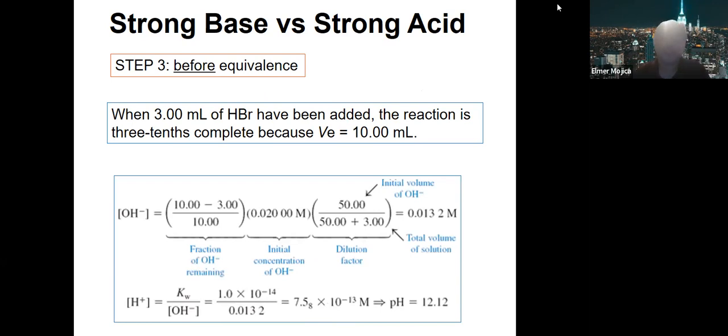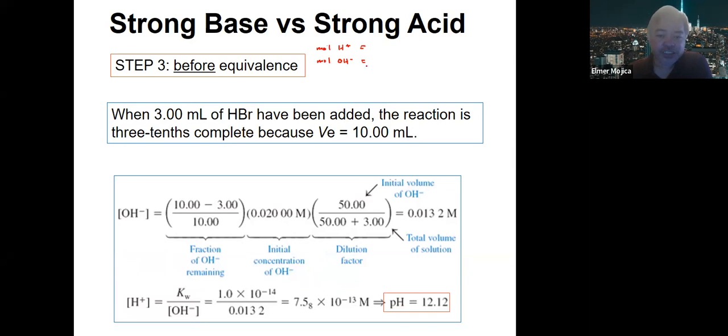Okay. So the way that you have here, the fraction of your hydroxide that's remaining times the initial concentration times the dilution factor, and you get there the concentration of the hydroxide. So from 12.3, it becomes 12.12. Or you can do the classic calculation where you get the moles of the H plus and the moles of the hydroxide.